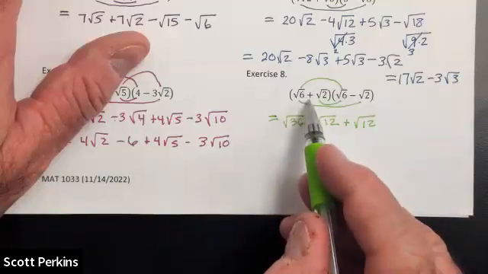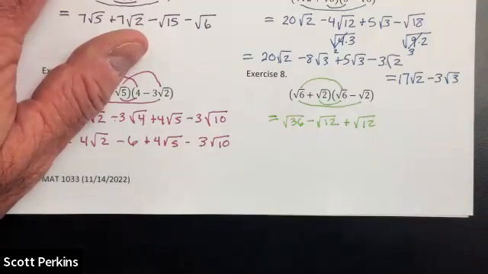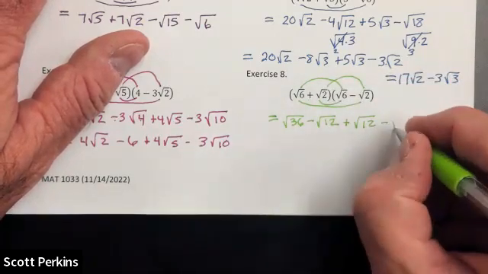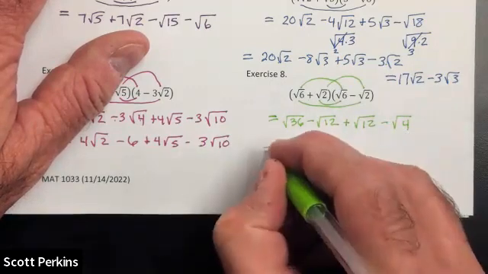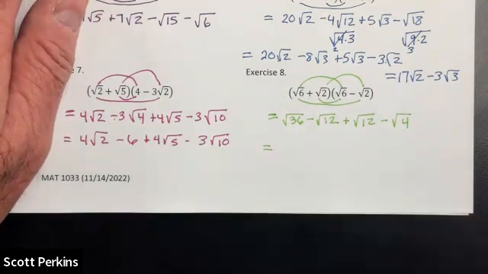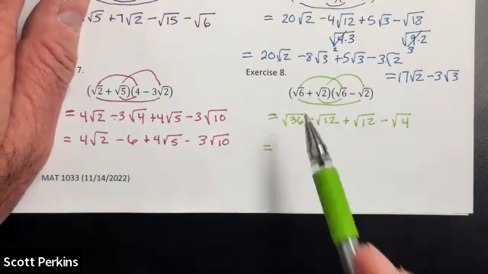Notice these signs are different. They're opposite signs. So these middle terms have opposite signs. And then my last, square root of 2 times negative square root of 2 is negative square root of 4. I can do two things here simultaneously. My firsts and my lasts, they are perfect squares, so I'm going to simplify those.